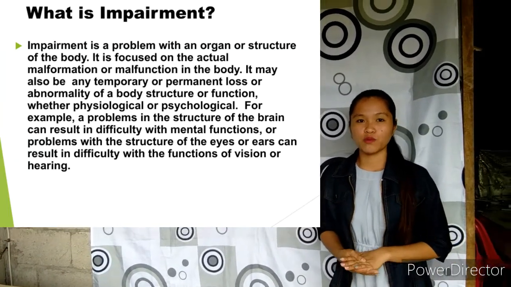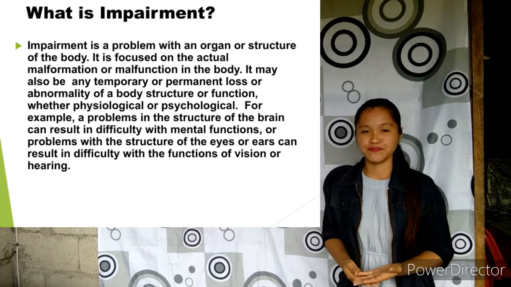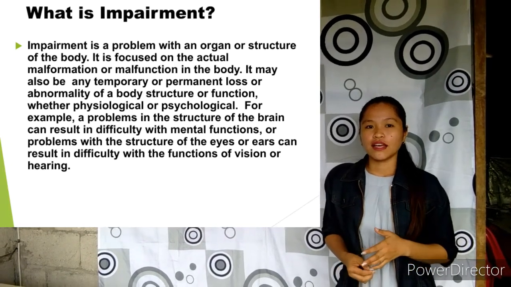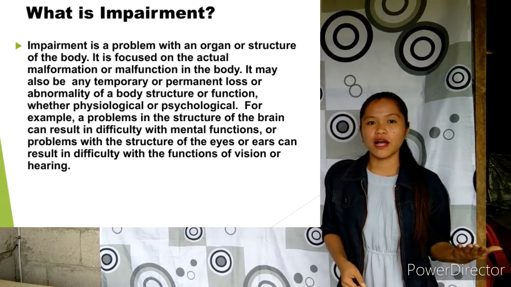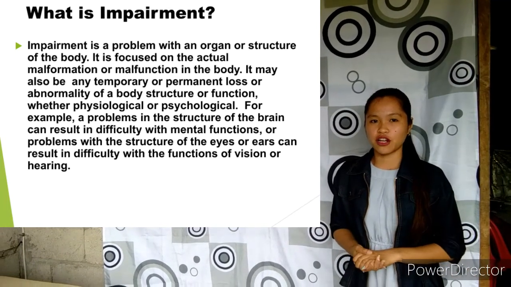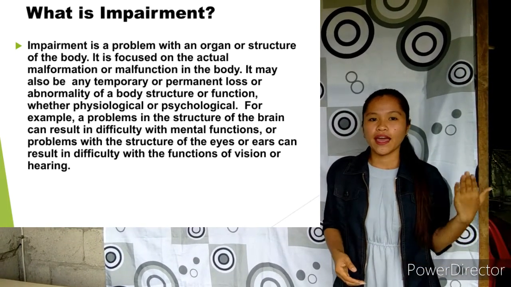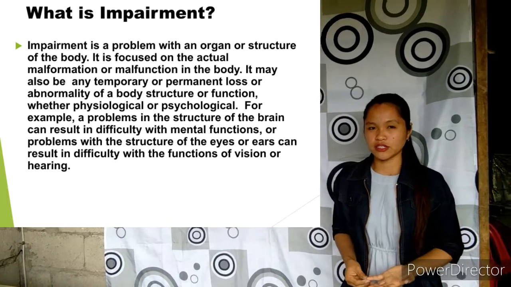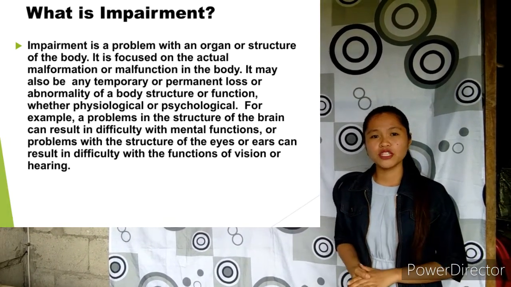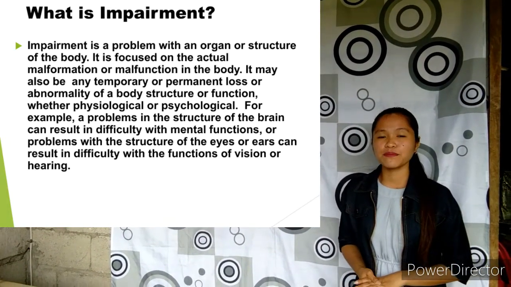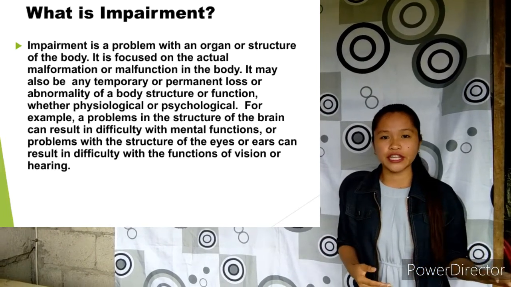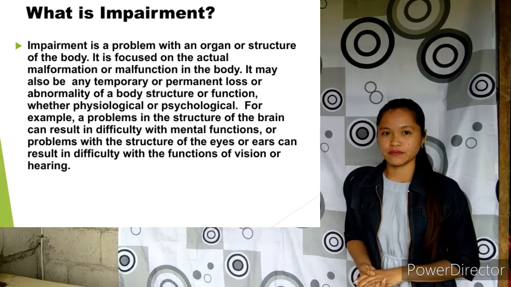It is a problem with the structure of the body. It is any focus of the actual malformation or malfunction of the body. It may also be any permanent or temporary loss. For example, a problem with the structure of the ears or eyes may result in difficulty in hearing or vision.